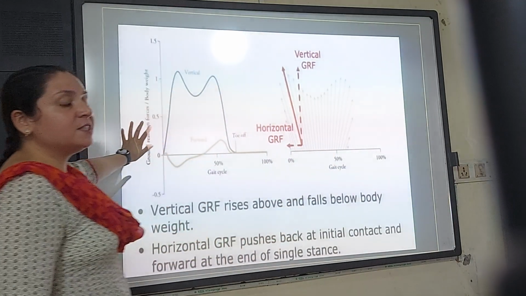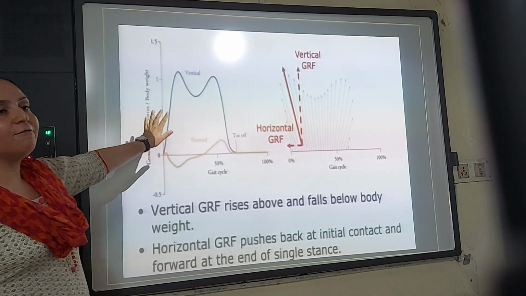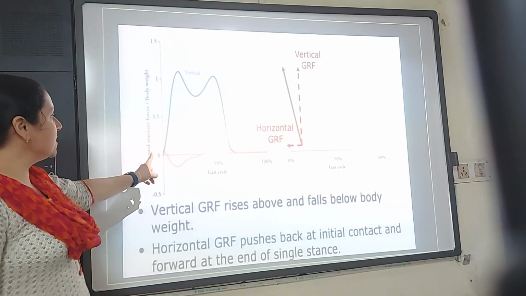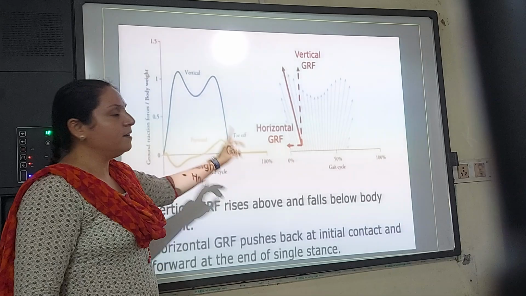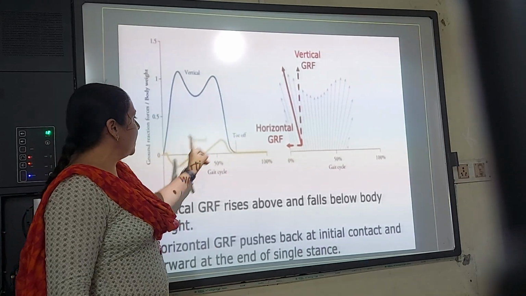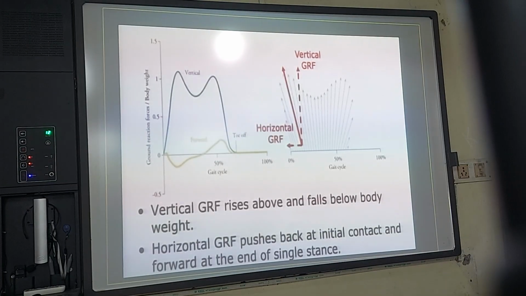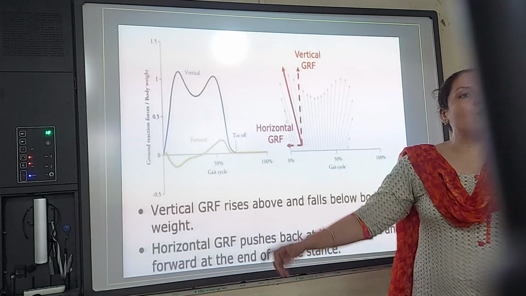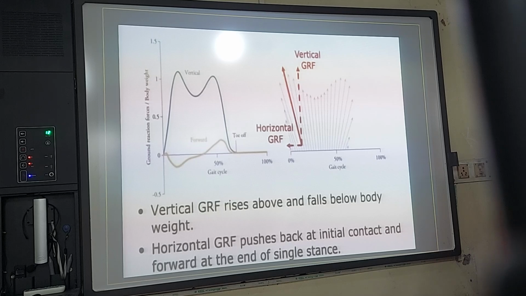Fine. What we see on a software, on a computer, on an analysis basis, is a graph like this. Now what is this? It is the ground reaction forces over the body weight and the gait cycle. Now you see this is the vertical component and this is the horizontal component of the ground reaction force. Now what was the vertical component telling us? The vertical component at heel strike, what was happening? There was very little vertical displacement. Was there any vertical displacement? No.